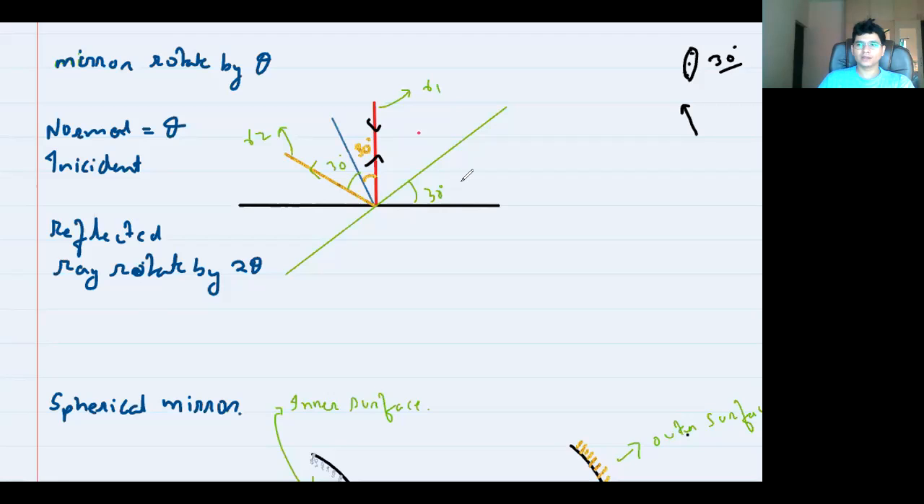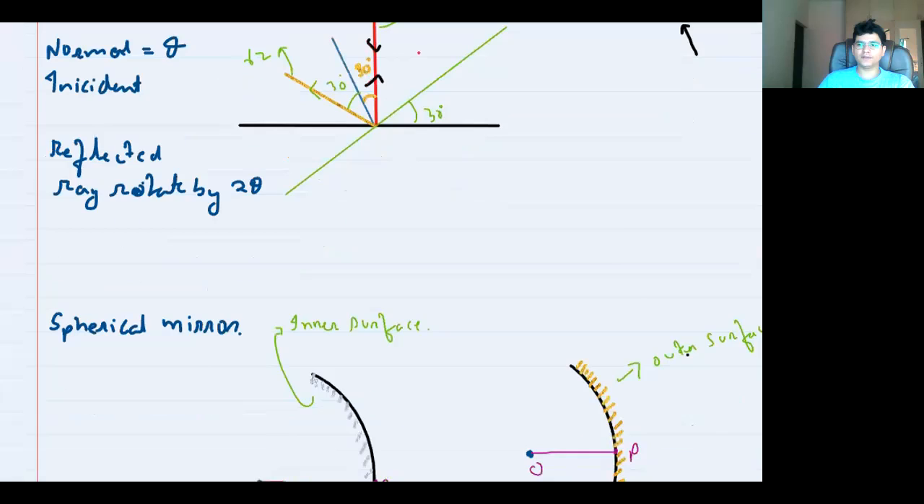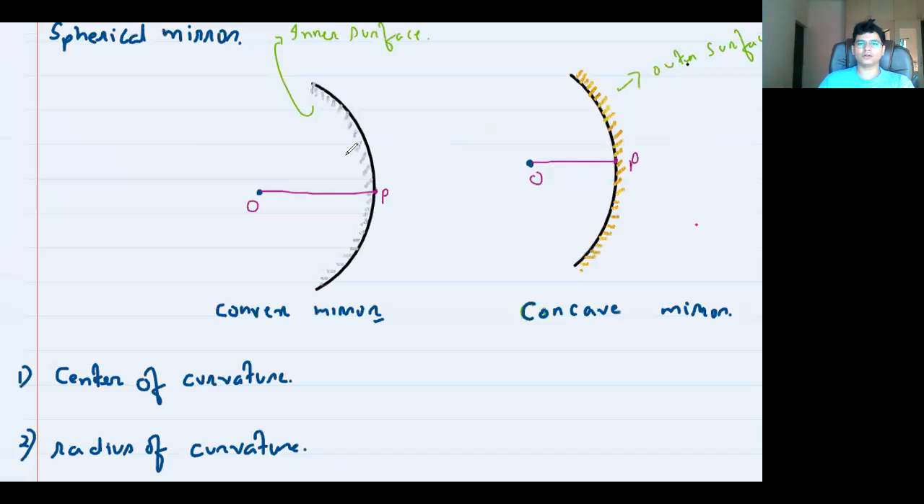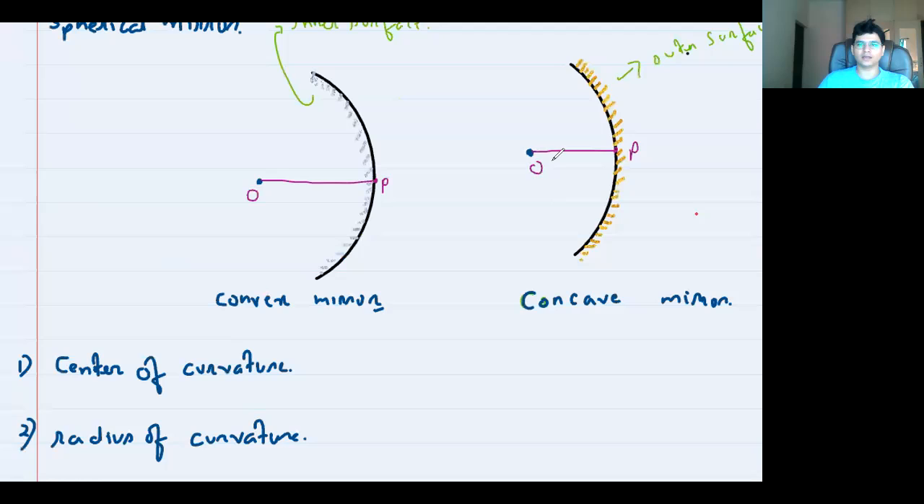After that we studied spherical mirrors, right? We talked about two types of mirror, convex and concave. If light is entering a cave-like structure, it is concave, meaning the shining surface is the outer one. But if the shining surface is the inner one, light will enter from this side. That is your convex.